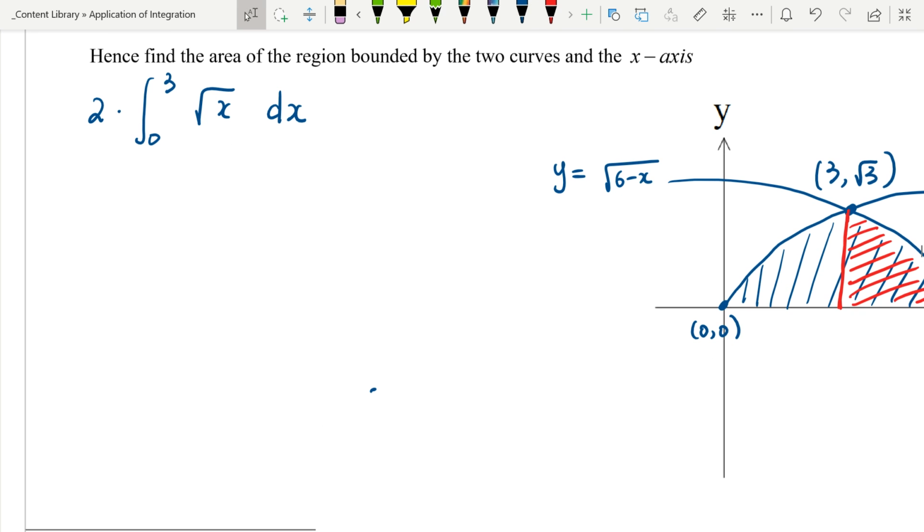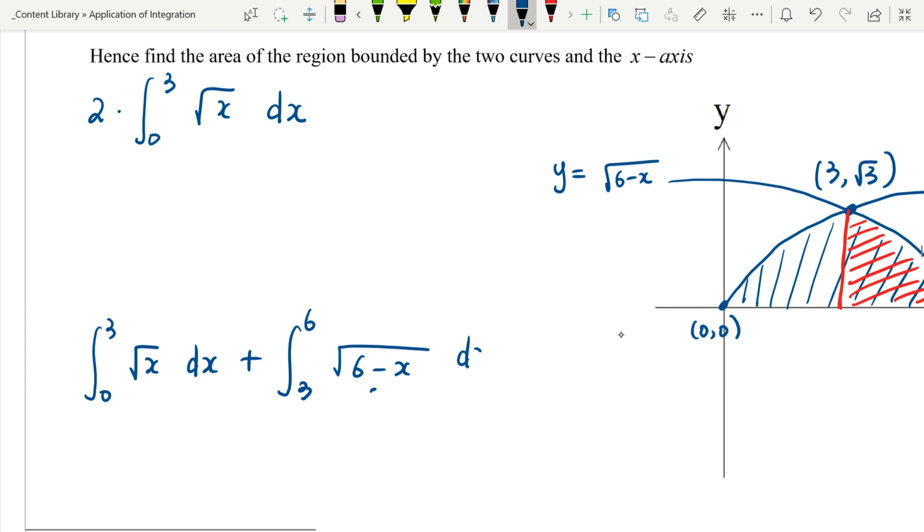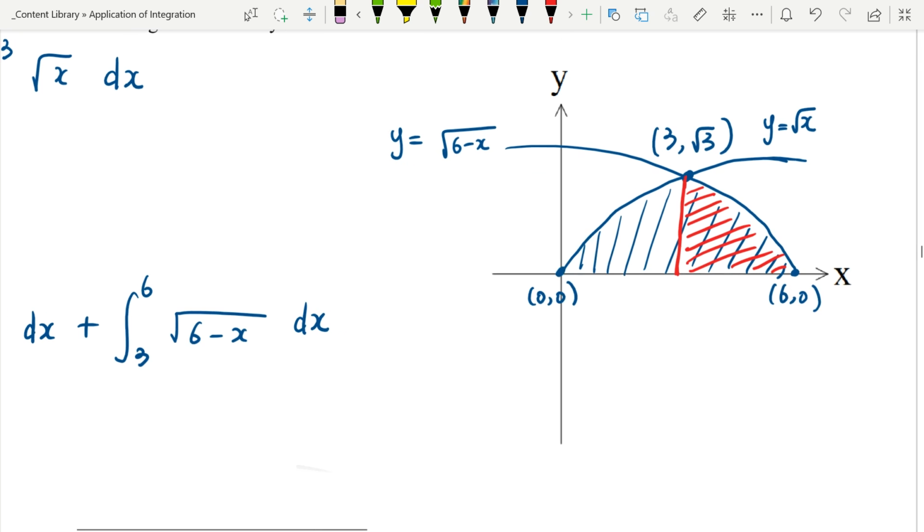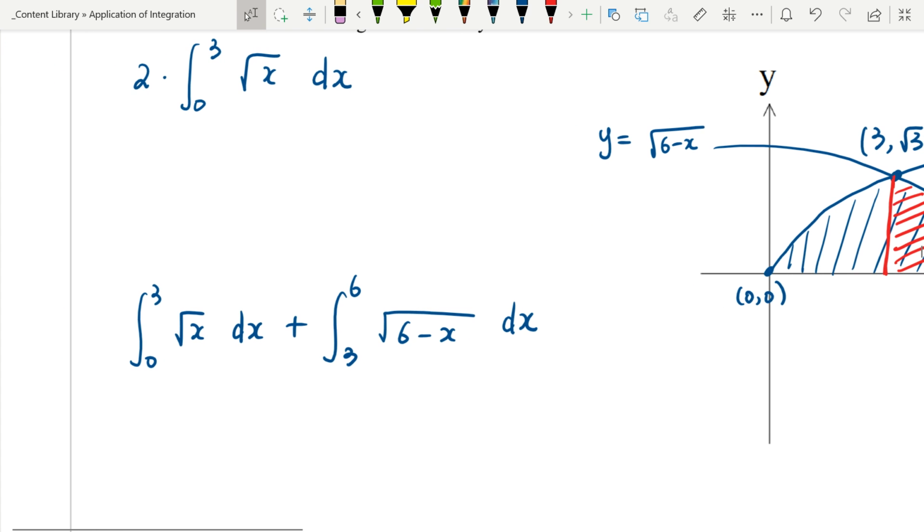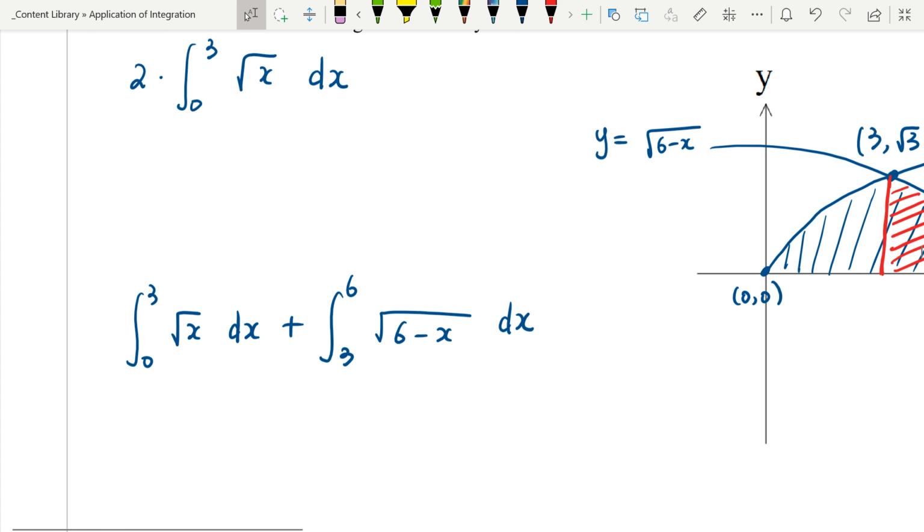But if you can't see this, we can go 0 to 3 of root x dx plus 3 to 6 of root 6 minus x dx. So 0 to 3 is the left-hand half and 3 to 6 is the right-hand half. But if you can see that symmetrical area, we can just do 2 times the integral from 0 to 3, the half times 2.